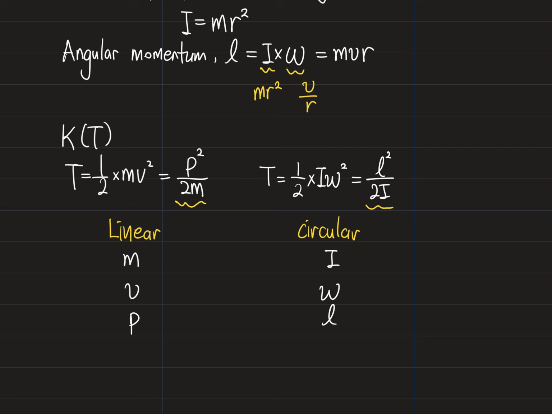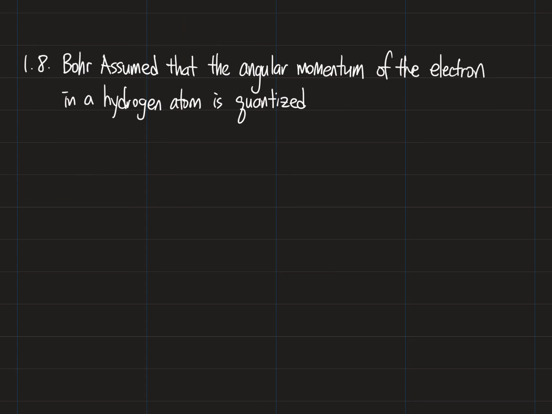And we will move to the next page. Okay, section 1.8. The title is: Bohr assumed that the angular momentum of the electron in a hydrogen atom is quantized. So the keyword is: angular momentum is quantized. Now that we have a grasp of angular momentum, let's apply it to understand Niels Bohr's model of the hydrogen atom.